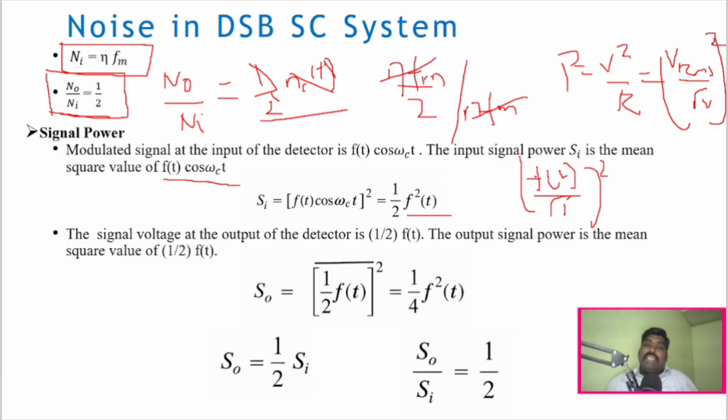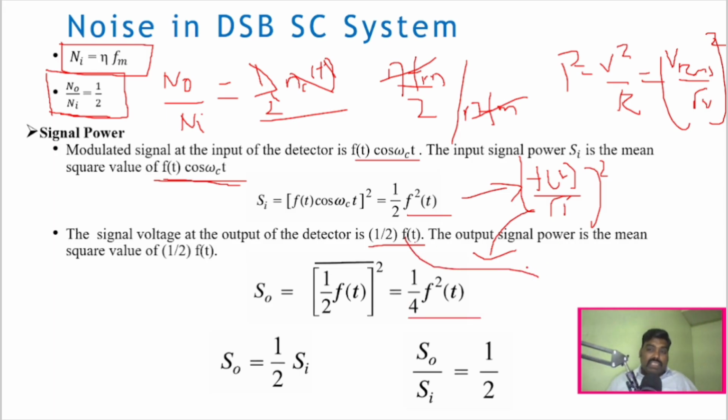And what will be the output signal power? Output signal power will be half of this particular signal, because at the output we will band limit the signal, it will be detected, and we will get only half of the f of t signal. The amplitude will be half of the f of t signal. So once again you have to calculate the signal power using the mean square value, the same way. For normal f of t we obtained 1 by 2 f square of t. Now if it is half f of t, then it will be 1 by 4 into f square of t, the same way.